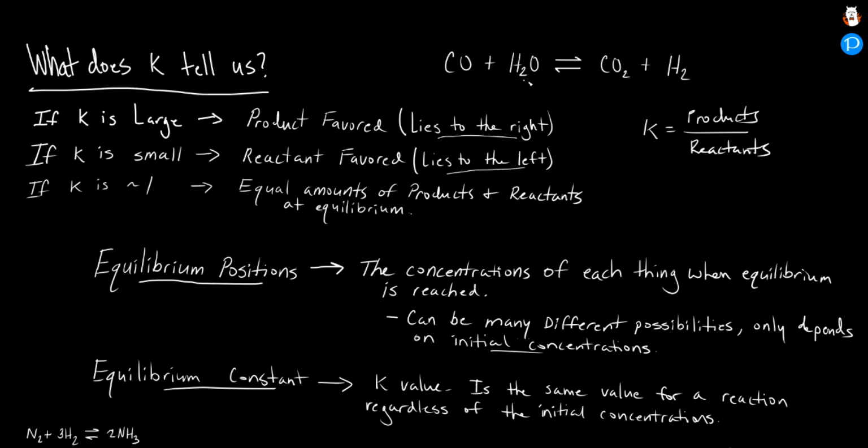Because for every reaction, it's going to be a specific ratio of products to reactants that it wants to get to. It's always going to be the same ratio. Now, there is one thing that your K value does depend on, and that is the temperature. So K value is temperature dependent. If I were to do this reaction at, let's say, a much higher temperature, then the rate is going to change, and so the K value will be different. But at a specific temperature, the K value will always be constant for a specific reaction.